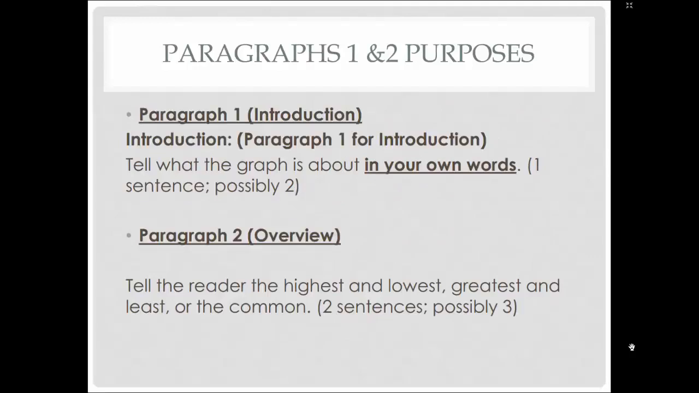And then paragraphs 3 and 4, which we're going to talk about a little bit later, I don't have it on here right now. We are going to talk about it a little bit later. Paragraphs 3 and 4 are where we talk about our specific details in terms of comparing them.